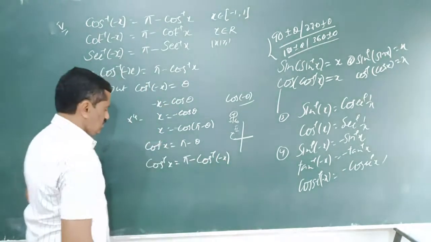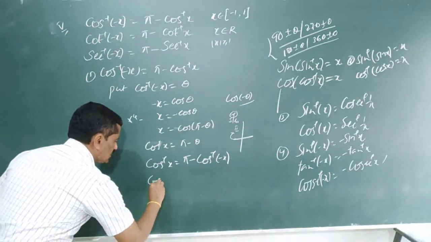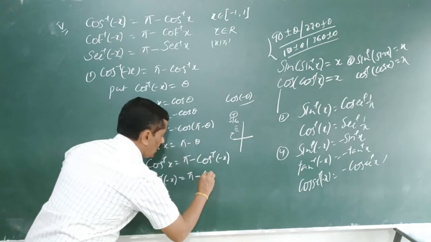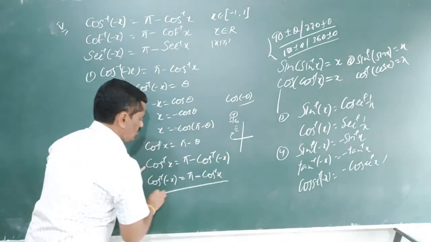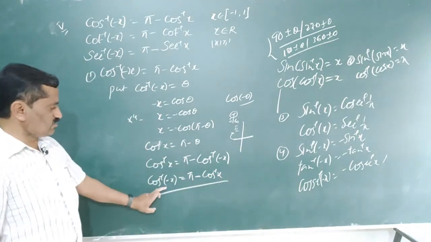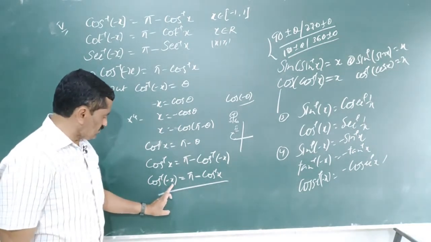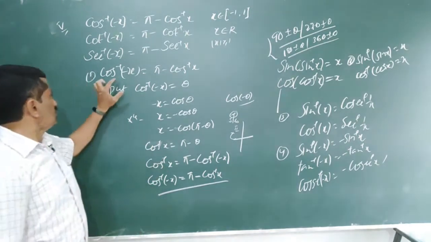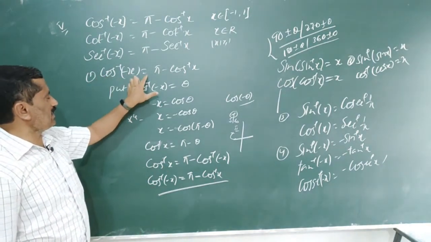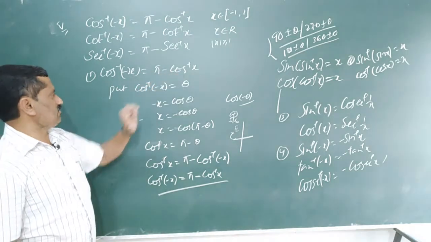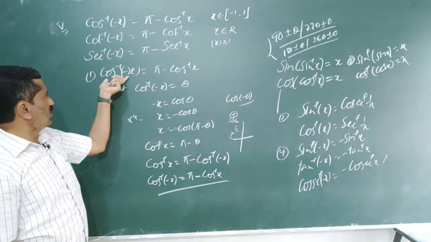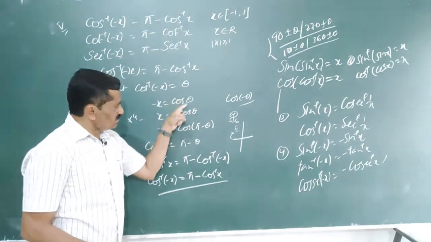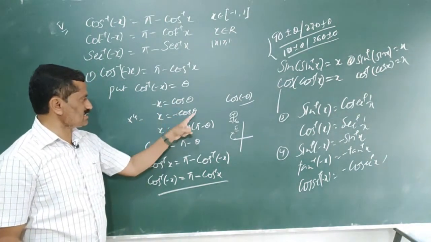Interchange the terms. Therefore, cos inverse of minus x is equal to pi minus cos inverse of x. Hence, cos inverse of minus x is equal to pi minus cos inverse of x. To prove this, put cos inverse of minus x is equal to theta. Therefore, minus x is equal to cos theta. Therefore, x is equal to minus cos theta.